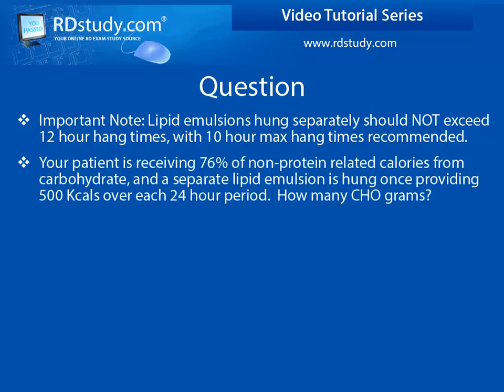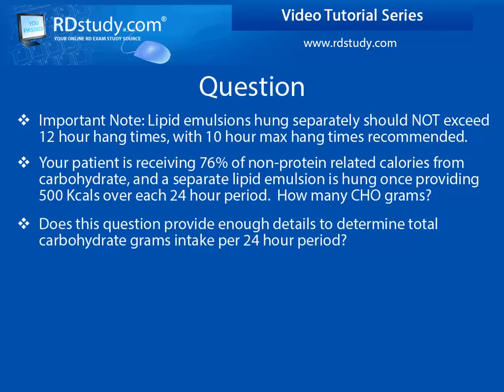Your patient is receiving 76% of their non-protein calories from carbohydrates. A separate lipid emulsion is hung once per 24-hour period and supplies 500 kcal. So is this enough information to determine the total number of carbohydrate grams?